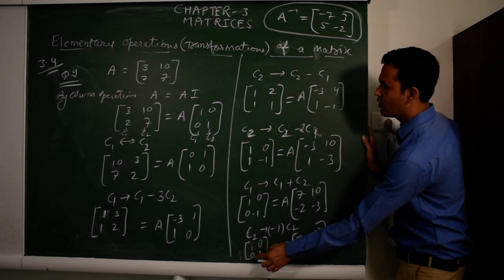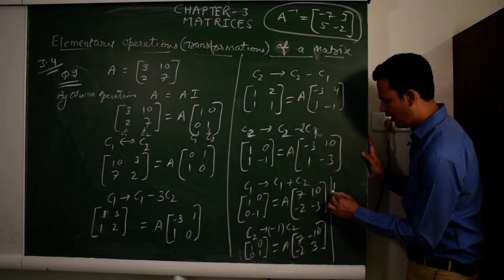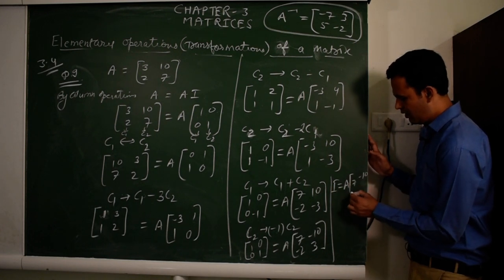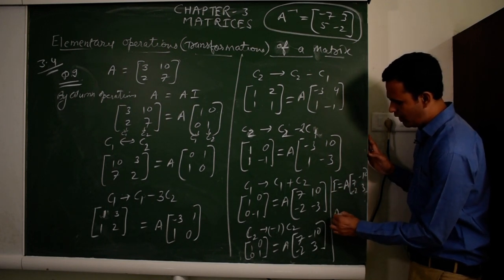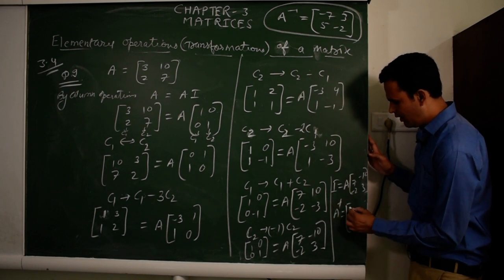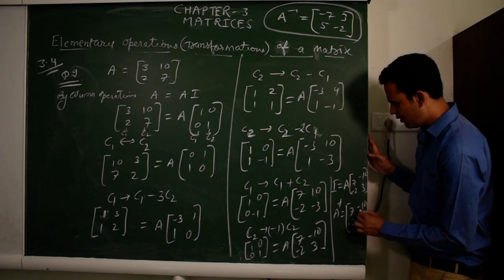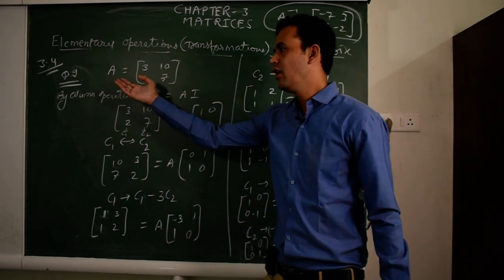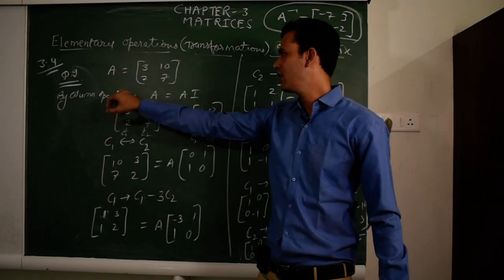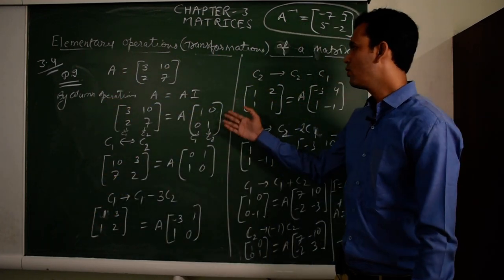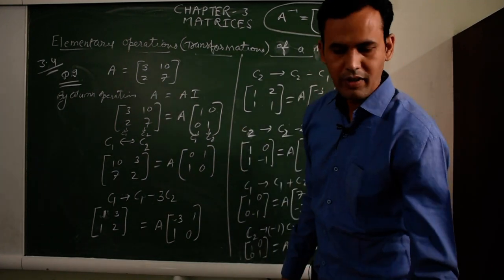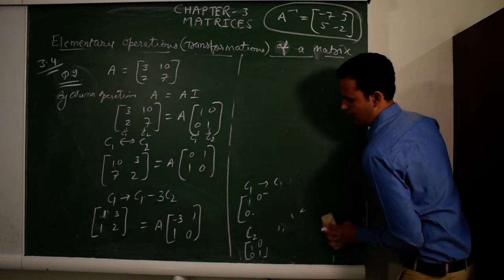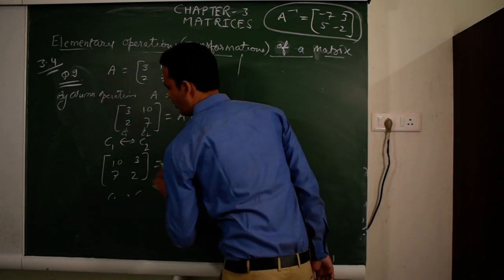So this 1 0 0 1 means I equals A into 7, minus 10, minus 2 and 3. So A inverse equals 7, minus 10, minus 2 and 3. So this is the inverse of A. So one question was done by rows and this question is by columns. So these two types of operations are available here for solving questions. Okay, now some more questions are there.